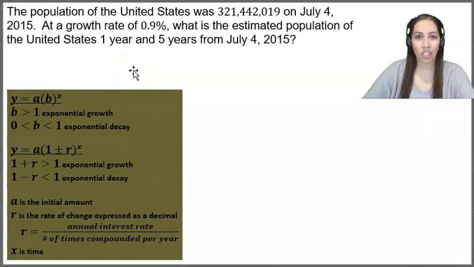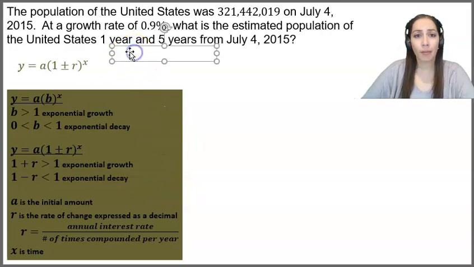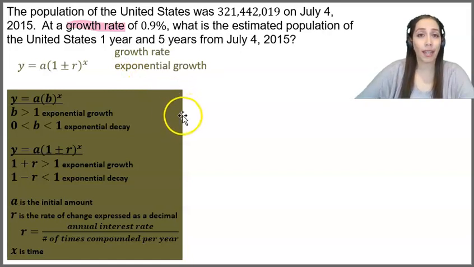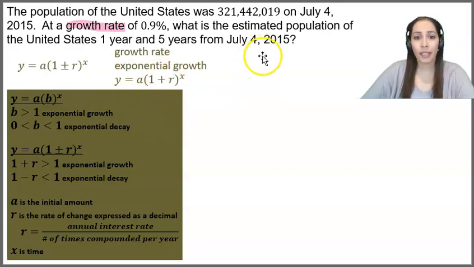Now that we have Chloe's cheat sheet notes, we can go ahead and solve this problem. First of all, if we have the problem set as y equals a times the quantity of 1 plus or minus r raised to the x power, we would have either exponential growth or exponential decay. Looking at this problem, I see the words "growth rate," which indicates that I am growing, so I have exponential growth. And with exponential growth, it's going to be a plus in the center of that problem. So from here, I'm going to get my a, my r, and my x.